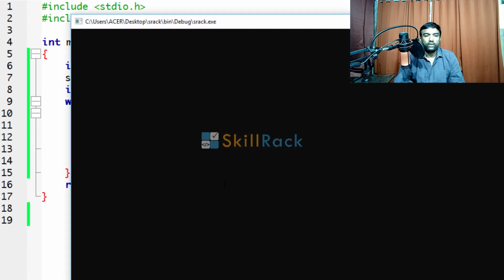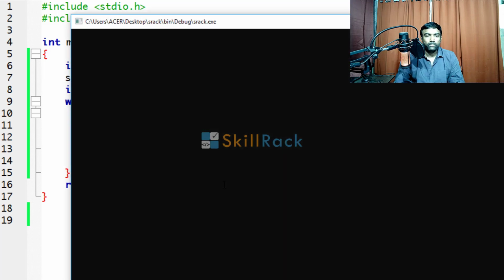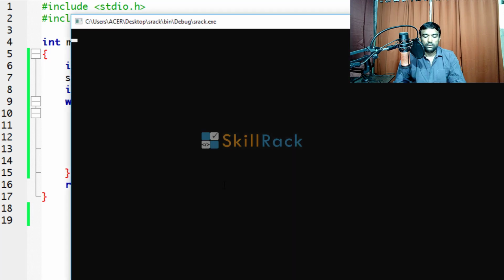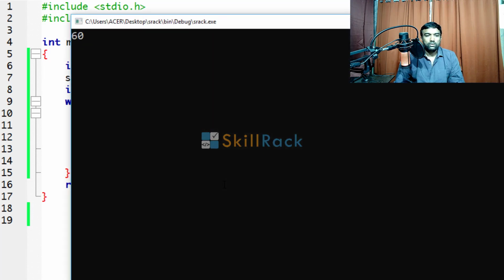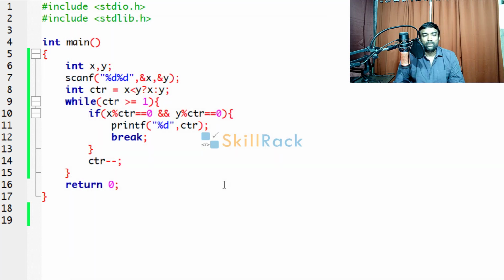Let us execute the program. So we are giving 21 and 35. The HCF is 7. So let's execute the program. We are giving 11 and 9. So the HCF is 1. So we are giving 20 and 25. The HCF is 5. So 60 and 80. The HCF is 20. So this particular program will work only for smaller integer values.